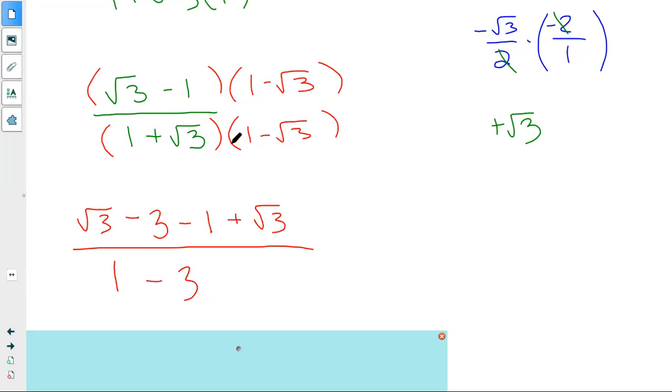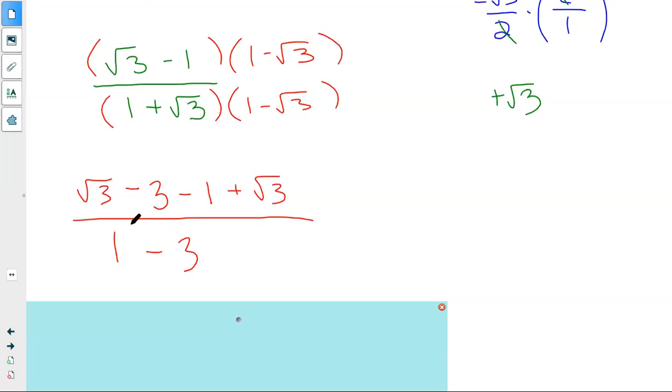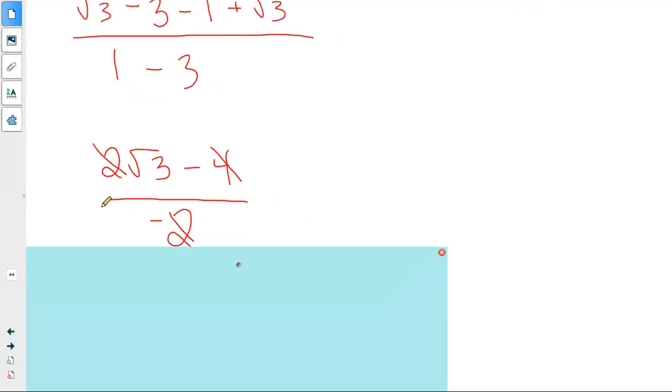And then in the denominator, remember when we multiply by conjugates, the outer terms and the inner terms, the products of them, will always negate each other and produce a 0. So really in this problem, you're just multiplying the first terms, 1 times 1, and then the last terms, negative root 3 times negative root 3 produces a negative and then 3. So we're going to combine our like terms here. So this is going to leave us with 2 root 3 minus 4 over negative 2.